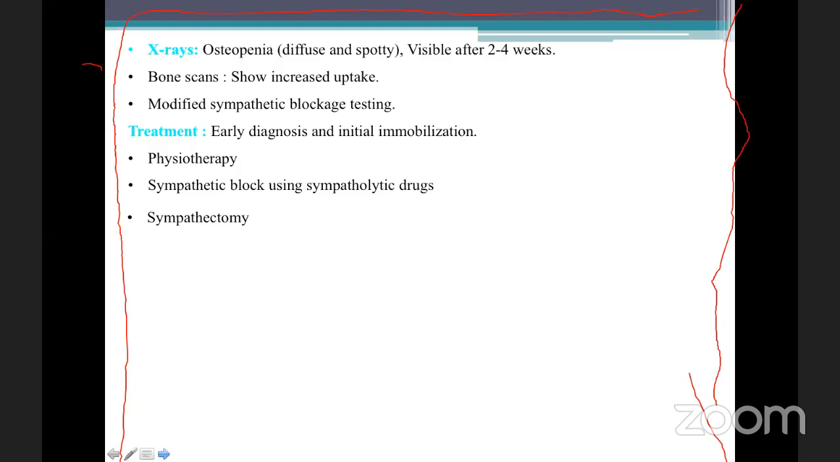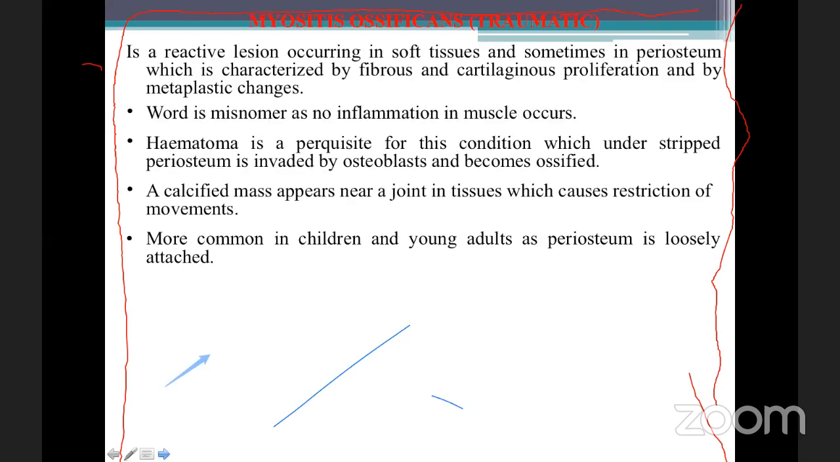The treatment essentially is physiotherapy. You can try wax therapy and gradual mobilization. If it is not getting reduced, you can try a sympathetic block, and sympathectomy surgically. And next is myositis ossificans.